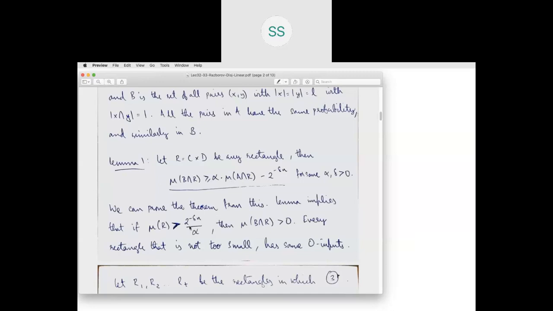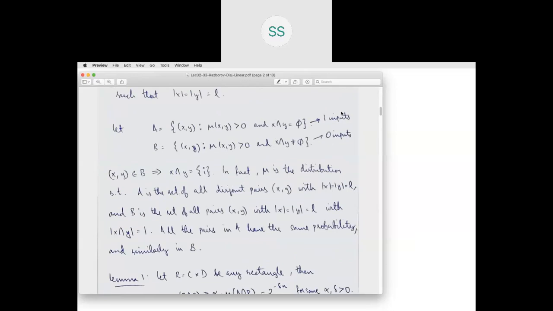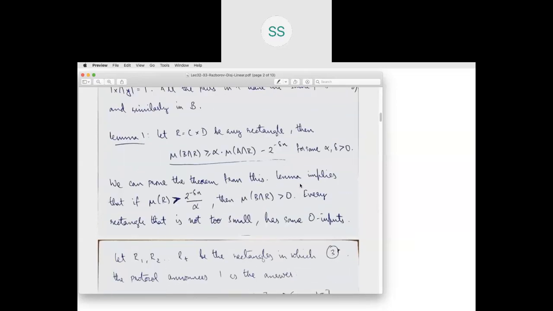Okay, so the point is this. If the measure of the rectangle is this, can this be an all ones rectangle? The answer is no, because if this is an all ones rectangle, then all the inputs are members of A, right? A is that of all ones inputs. So in which case, the entire measure of the all ones inputs, A intersection R, is actually equal to the measure of R. In which case, this is 2 power minus delta n divided by alpha.